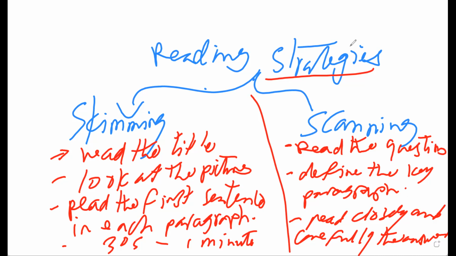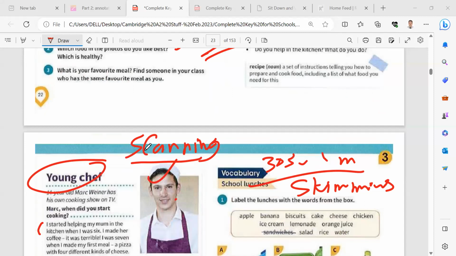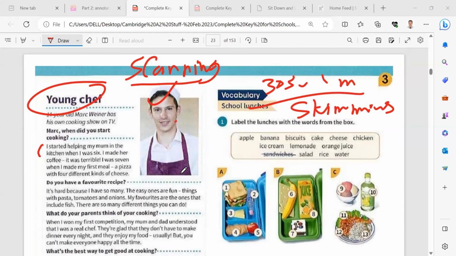Is it clear now, Nawaf? Yes, it's clear. Okay. So now let's practice skimming. I give you half a minute. Please, Nawaf, skim the passage. I mean this passage.